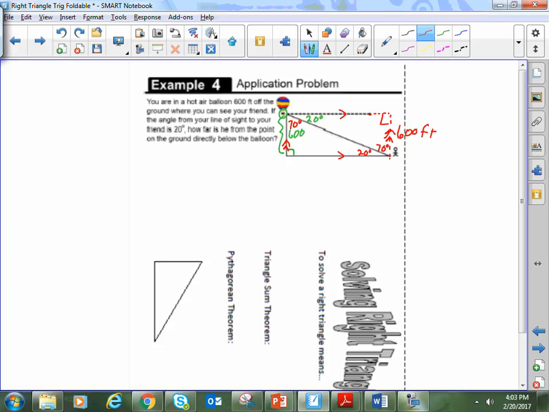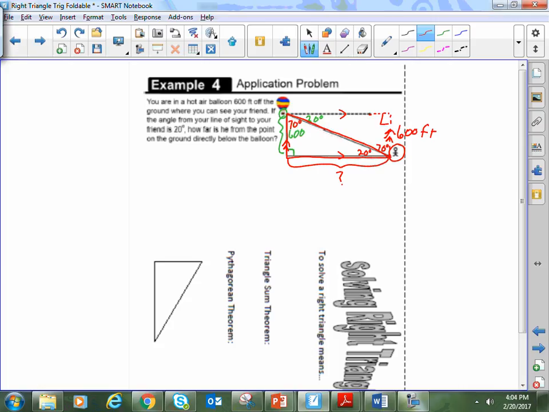But it wants to know how far is he from the point directly beneath here. So this is where your friend is, and it wants to know how far would he be away from standing directly underneath the balloon. Now, depending on how you're setting it up, you can figure out, well, do I use the 20-degree angle or do I use the 70-degree angle? So the way that I'm going to look at it is I'm really going to just look at this triangle here that I'm highlighting in red.